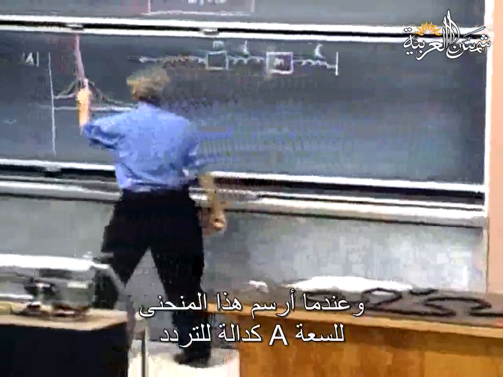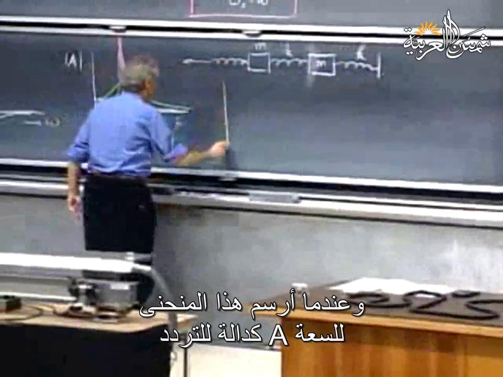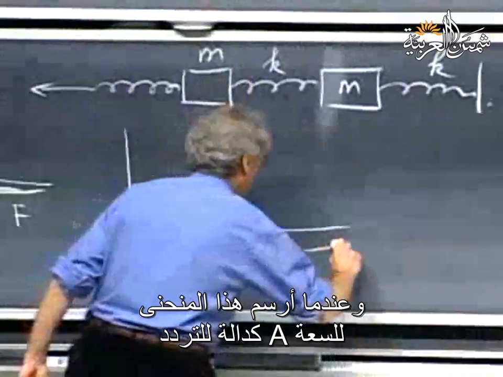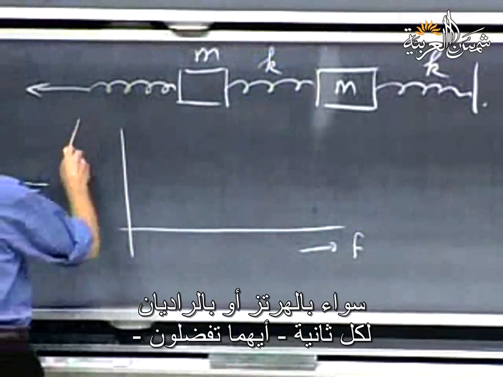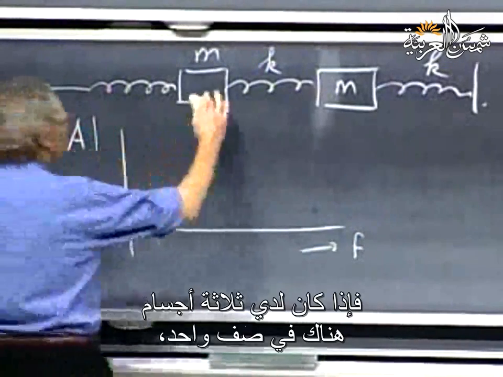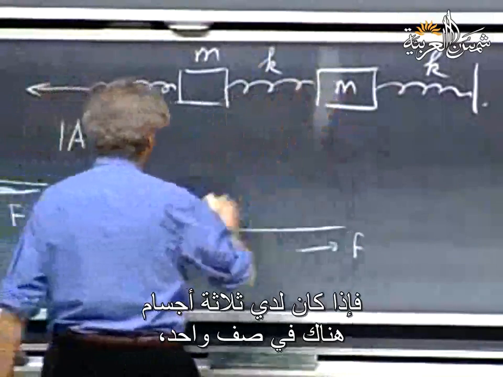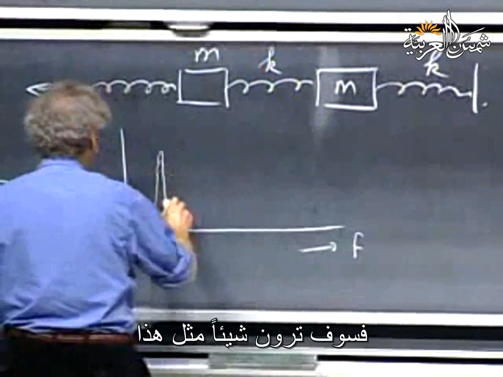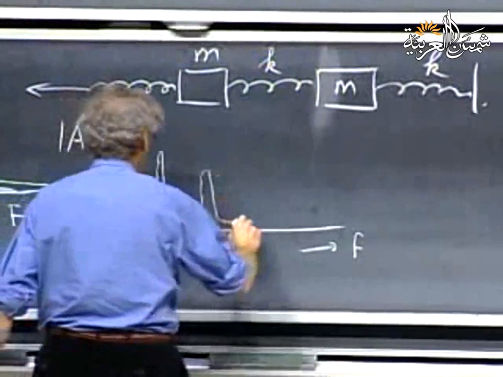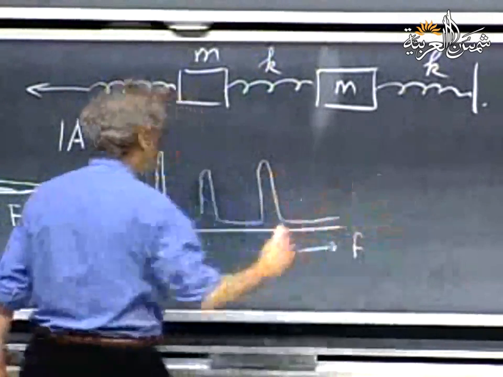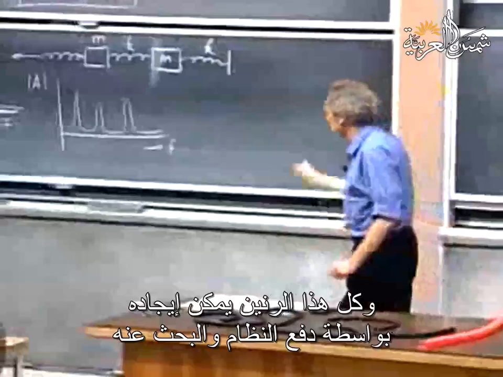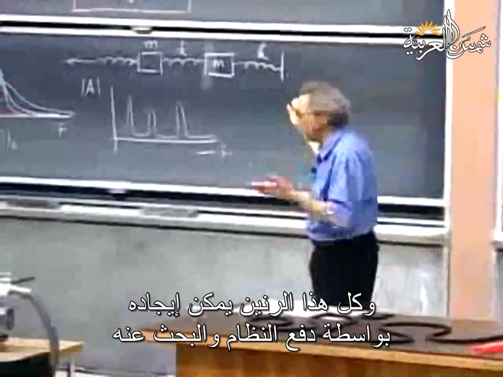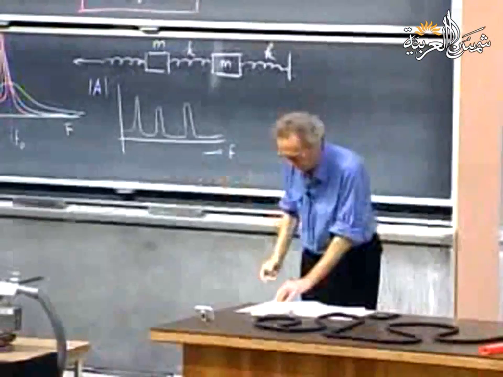And when I make then this curve of amplitude A as a function of frequency, either hertz or in radians per second, whichever you prefer, then if I had 3 objects there in a row, you would see something like this. And depending upon how many of these objects you have, you get more and more resonances. And these resonances can all be found by driving the system and searching for them.